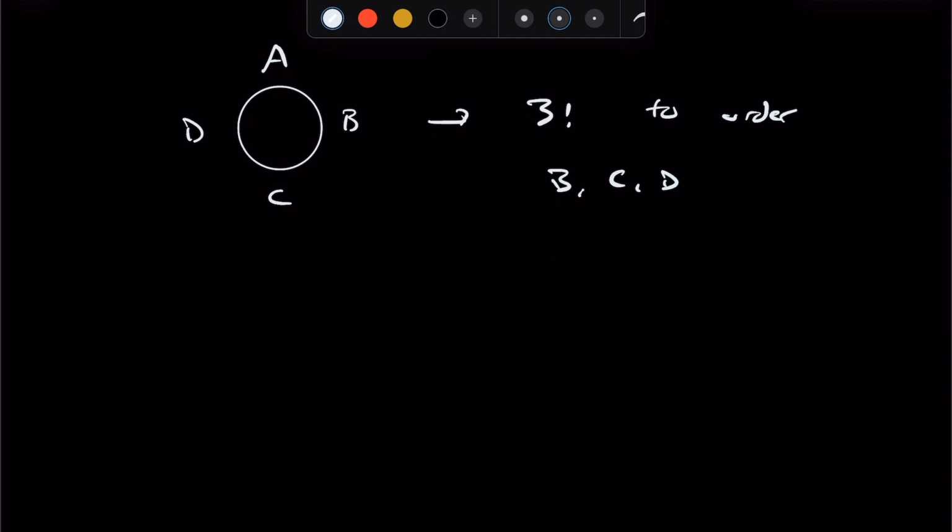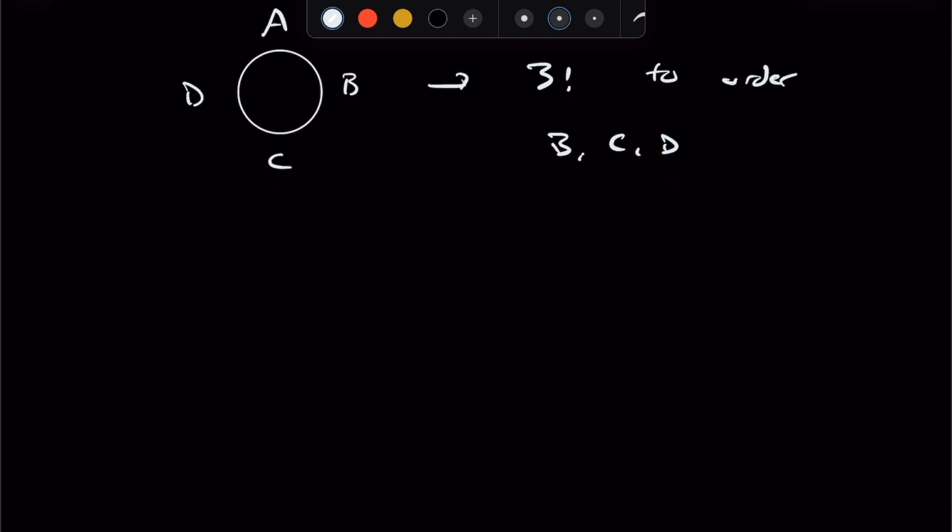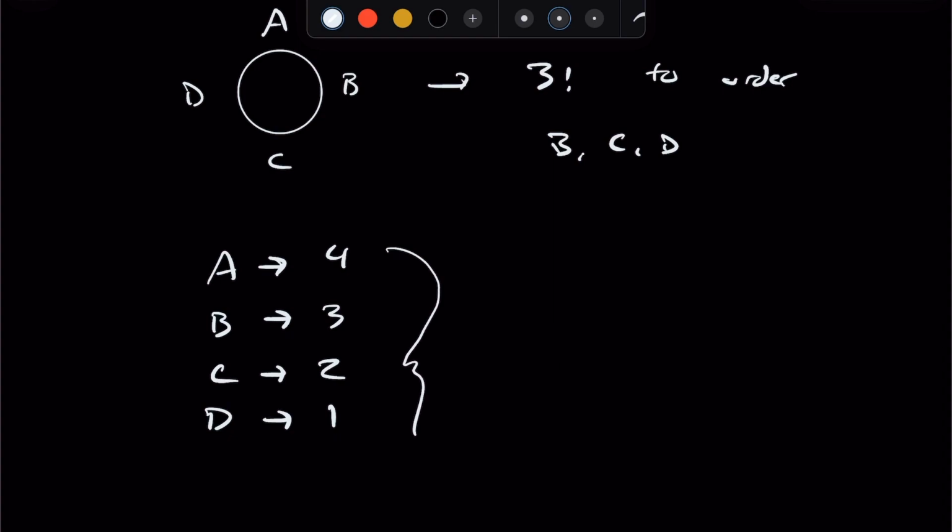The second way, however, to count the total number of orderings of our 4 people would be by not fixing anyone and allowing each of the 4 people to take up any of the 4 spots. So A could go to 4 spots, B could go to any of the 3 remaining ones, C to 2, and D to 1. And what this would give us would be a total of 4 factorial orderings.